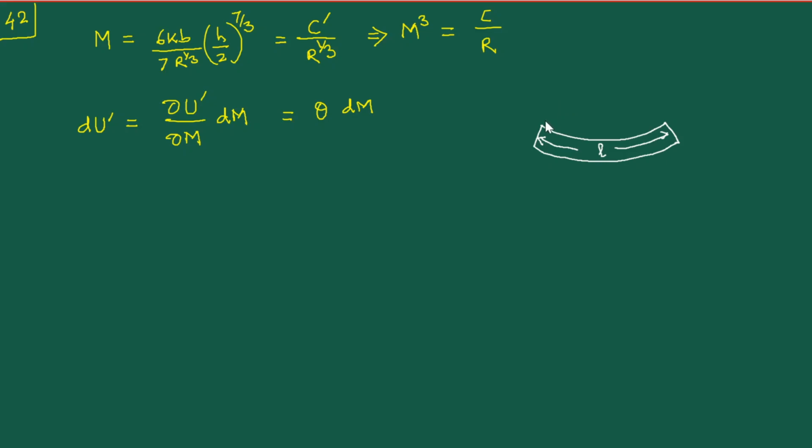So if the curvature of this little portion is R, then you understand that this theta will be given by L by R.